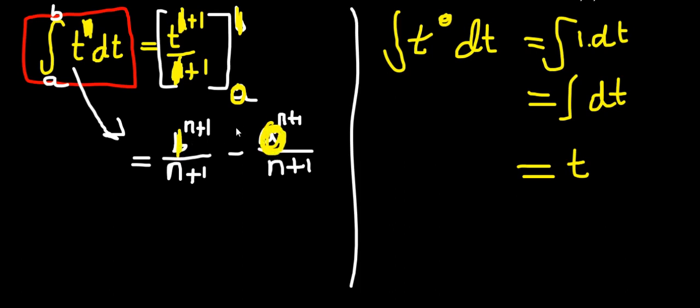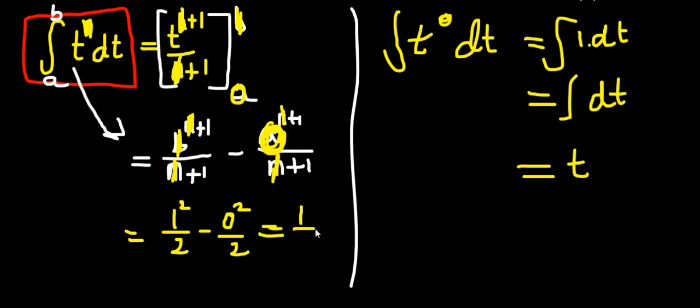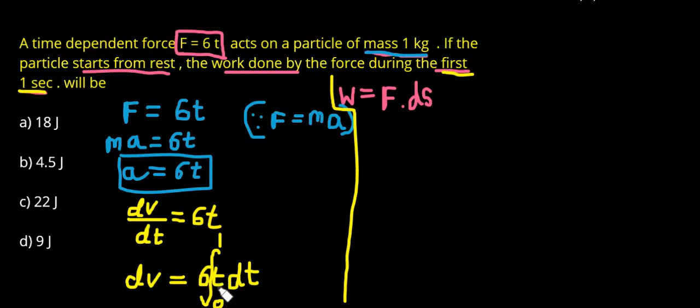Okay, so the power value is going to be written as 1 plus 1. So this can be written as 1 power 1 plus 1, which is squared, by 1 plus 1, which is 2, minus 0 power 2 by 2, which is finally 1 by 2. So this value is going to be 1 by 2 as per the question.